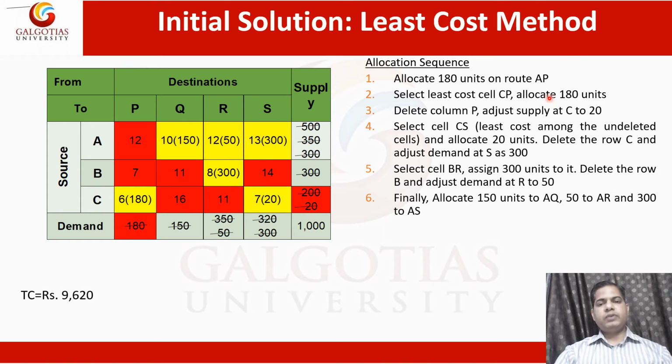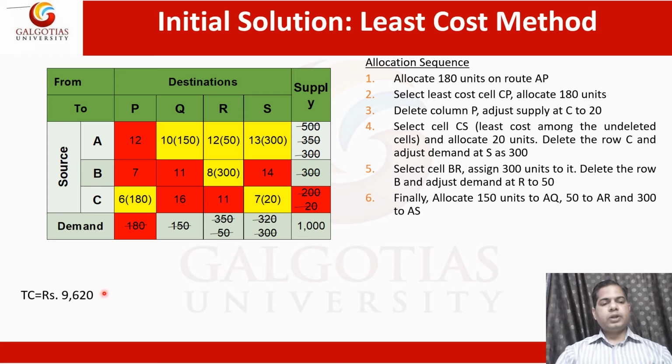So if we go with the allocation sequence, I can say that we allocate 180 units to route A to P first. Initially, select the least cost cell, CP, that is, allocate the 180 units. Determine the column P, and the supply at C is 220 units, and so on.